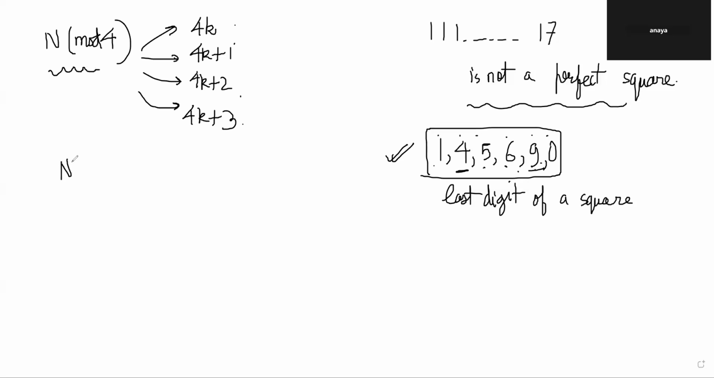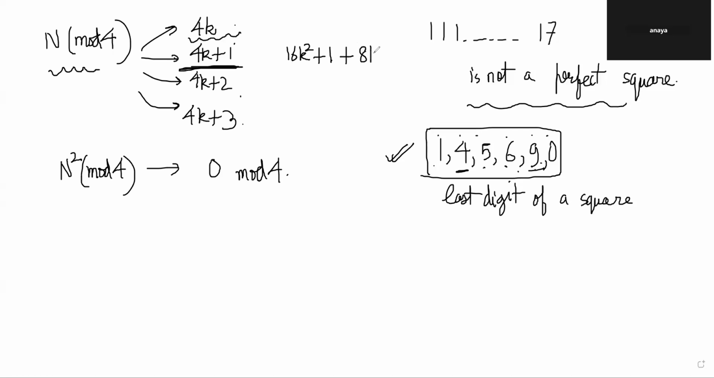So if I do n square mod 4, when n is 0 mod 4, it will still be 0 mod 4, right? And when you square the type 4k plus 1, it will be 16k square plus 1 plus 8k. So the first two terms are divisible by 4, and it will be 1 mod 4 in that case, right? Do you understand what I'm saying?